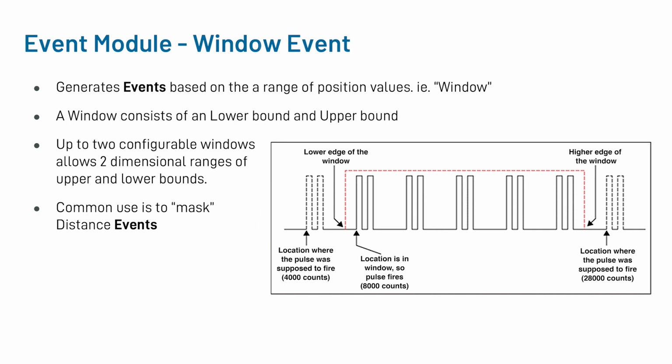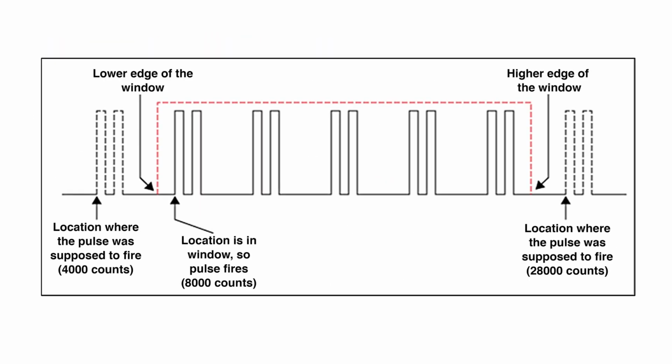Most commonly, these window events are used to mask our distance events. In fact, this is what we are seeing in our image below. Here, we set up the distance event module to occur twice every 4,000 encoder counts. However, we also have a window range that is masking all of these distance events that occur when we are outside of this specific window.